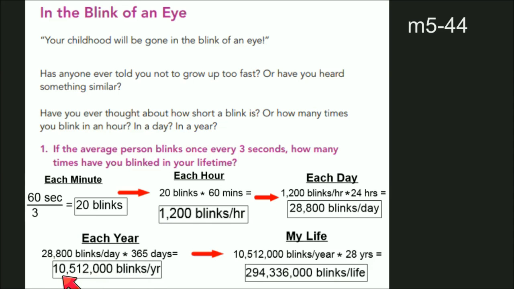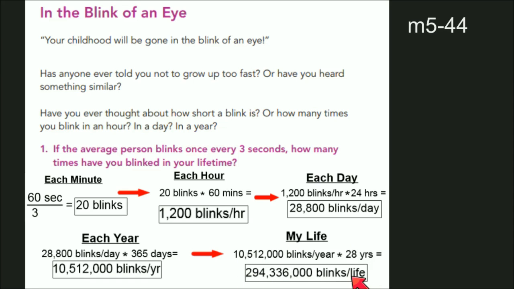So for all of us, this is about how much we blink in a year. Now for my lifetime, I'm 28 years old. Obviously there's some months and some days, but I just went off of the years that I am, which is 28. So I finished mine up by multiplying that amount per year times 28 years, and it gave me this amount, 294,336,000 blinks in my life. So if you think about it, that's a whole lot of blinks, okay?